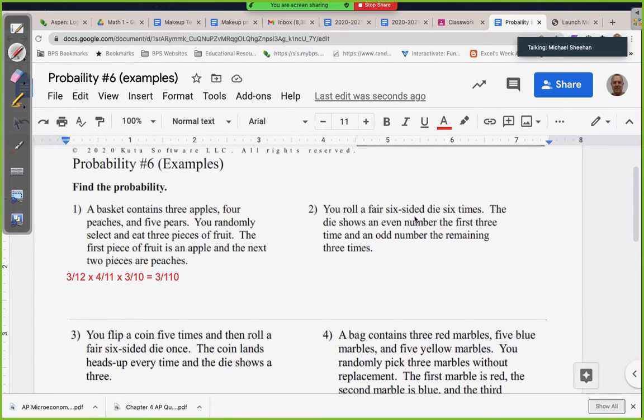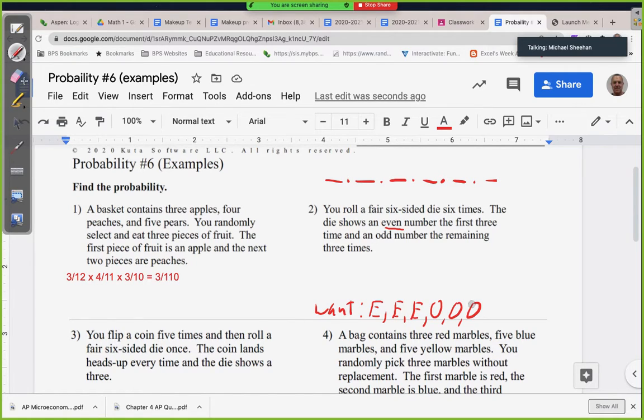I roll a 6-sided die 6 times. All right. So a die, you can't take the number away before you roll it again. But I'm rolling a die 6 times. So I want to do something like this: a fraction times a fraction times a fraction times a fraction times a fraction, 6 times. And here's what I want to get. I want to get an even number the first 3 times and an odd number the remaining 3 times. So I want even, even, even, odd, odd, odd.